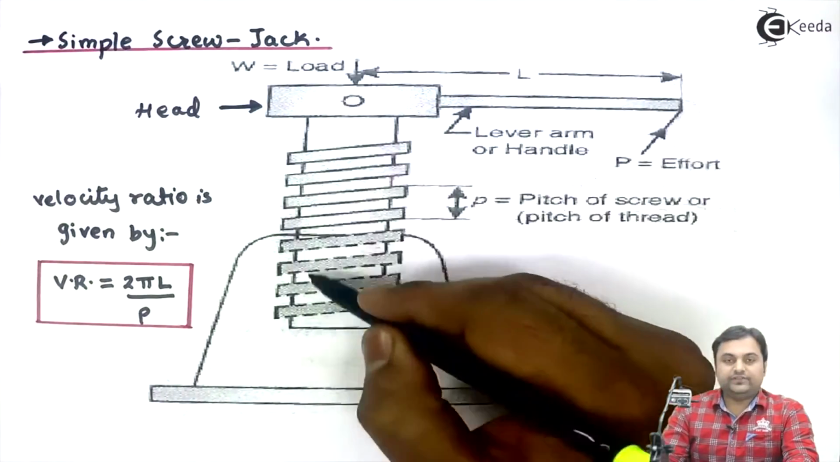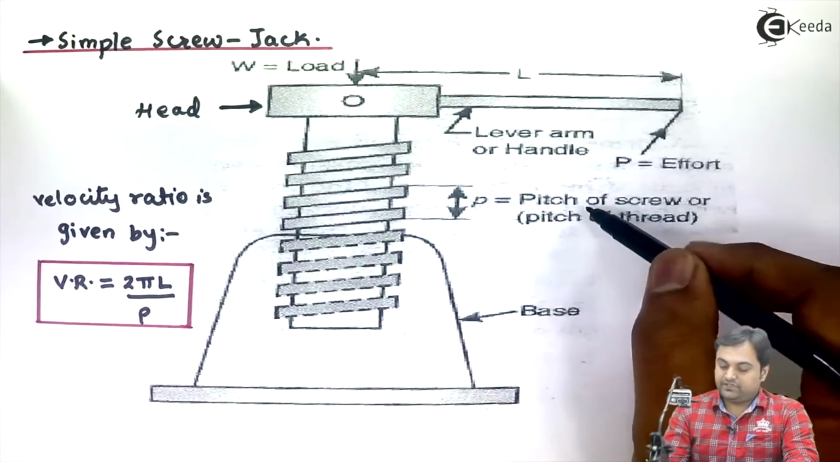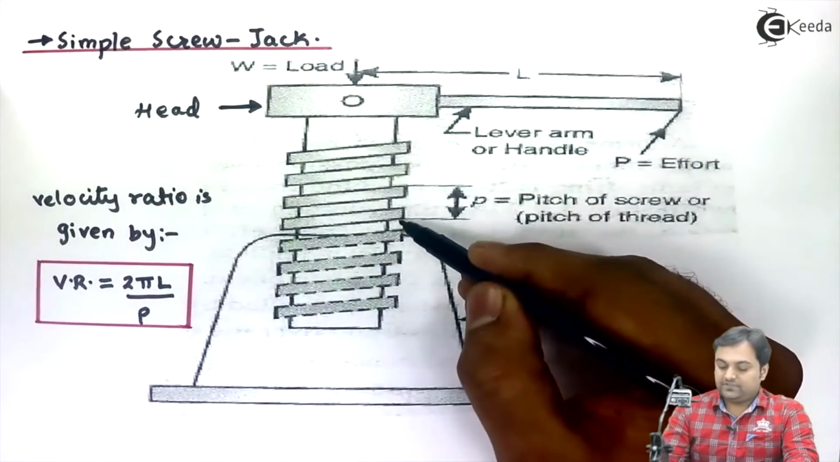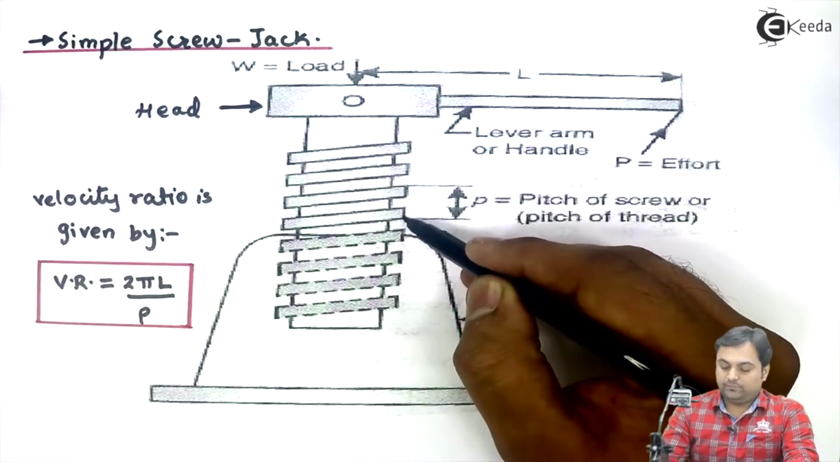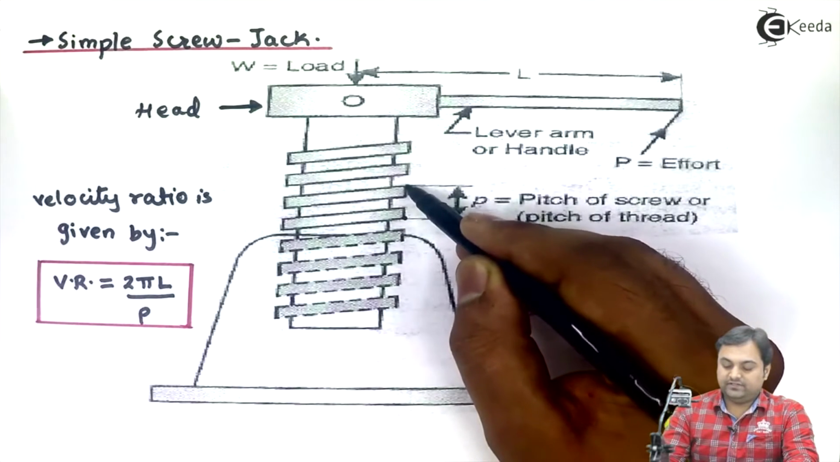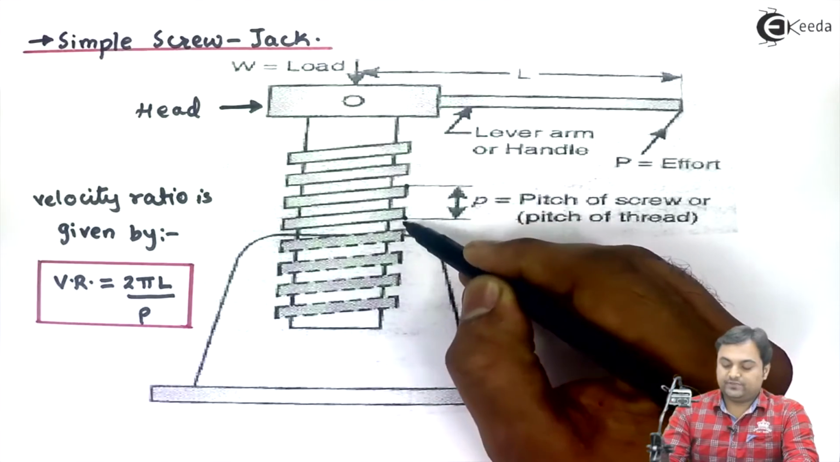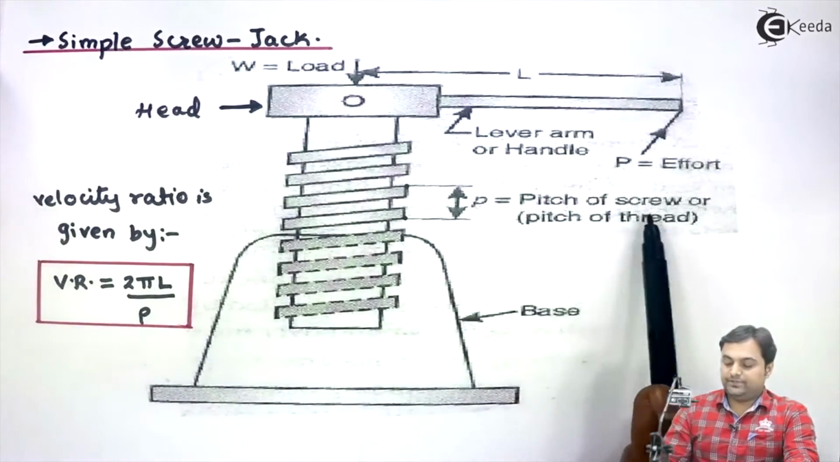This screw thread which we have here, small p indicates the pitch of screw. Pitch means it is the linear distance we travel if we take one point on the thread, and if we take on the next thread the same point, the distance between them would be called as pitch. So here I have small p as the pitch of screw thread.